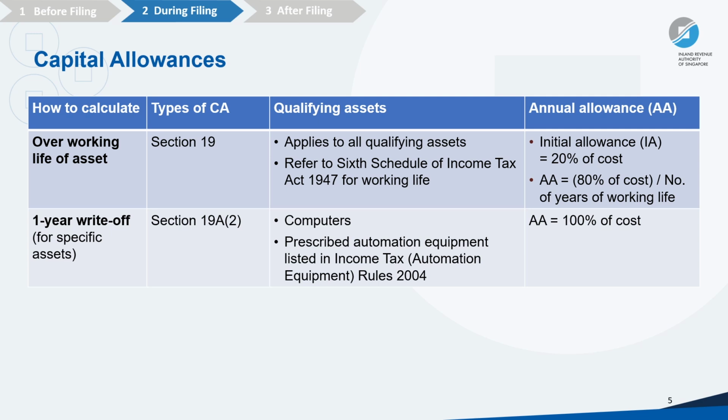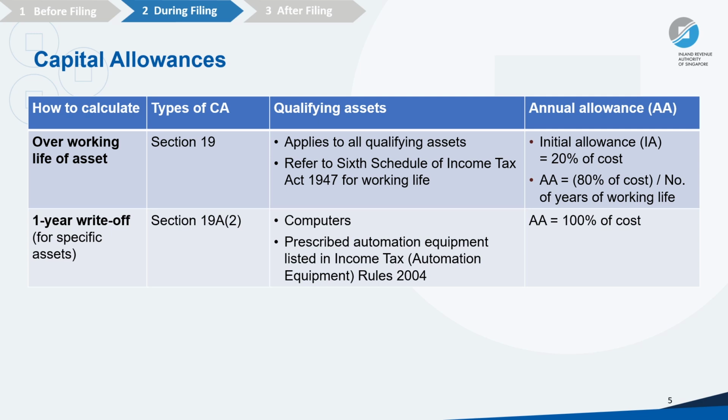First, we have Section 19. To claim under Section 19, you will need to claim initial allowance of 20%. There is also the annual allowance of 80% that is to be spread over the working life of the asset. The working life of the asset is determined by the 6th Schedule of the Income Tax Act. Now, as you can tell, claiming Section 19 is a tedious and long process.